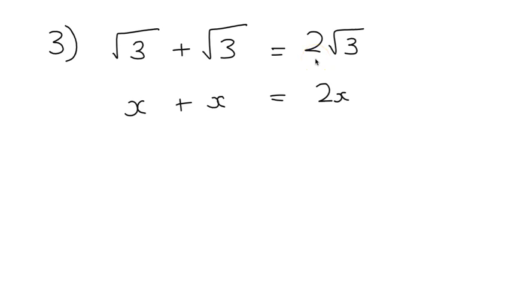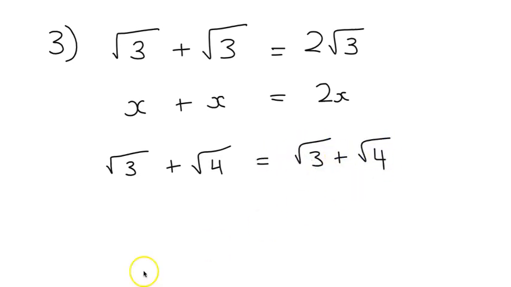Now one thing to mention is this only works, you can only add surds when the numbers are the same. So if you wanted to try and add root 3 plus root 4, well, you can't combine those as a root. There's nothing we can do with that, apart from to say that it's the same.